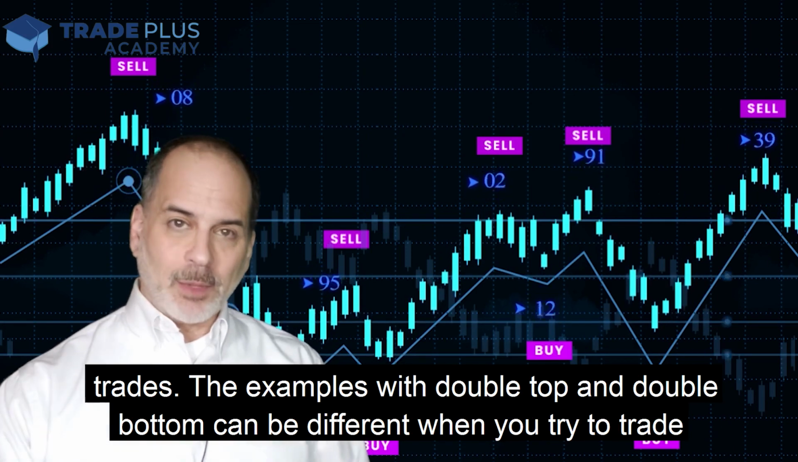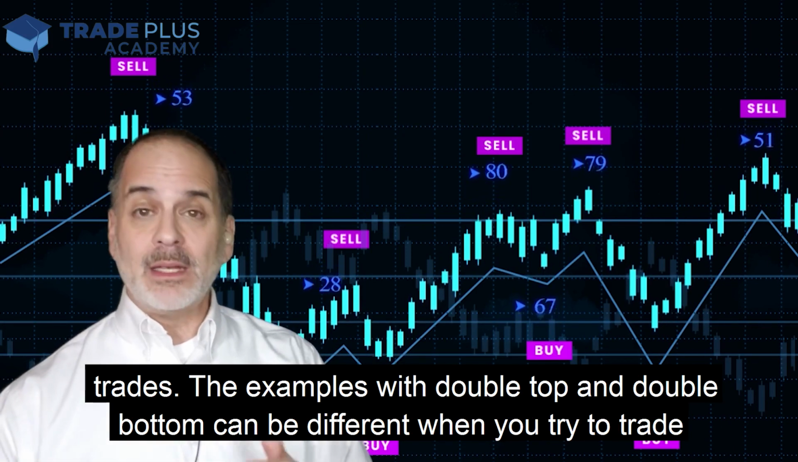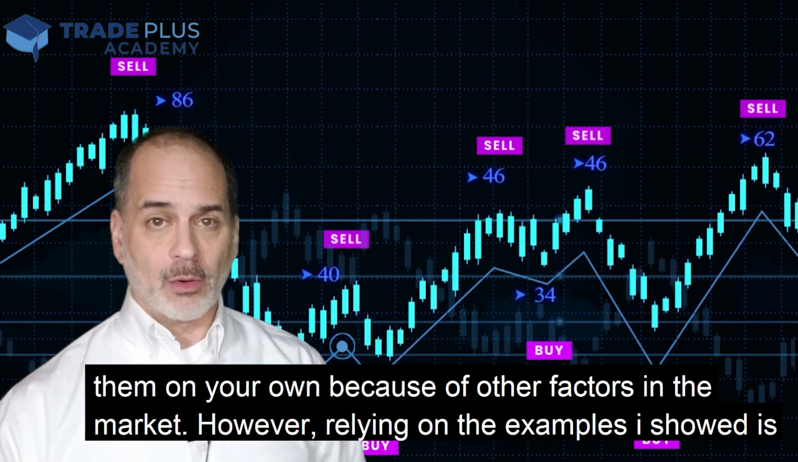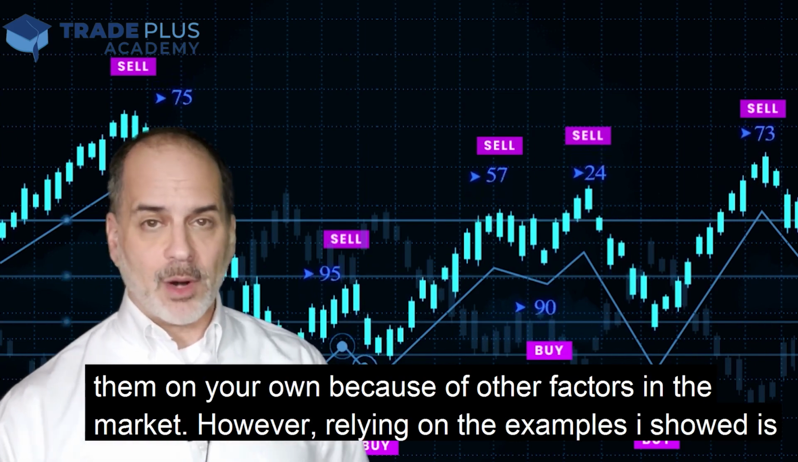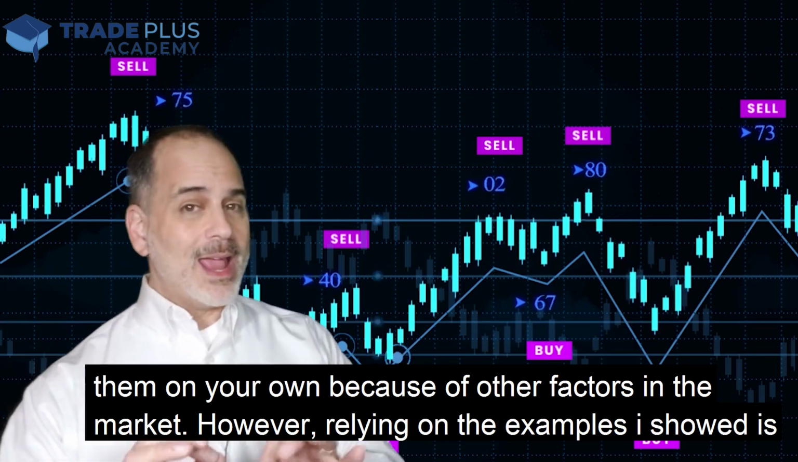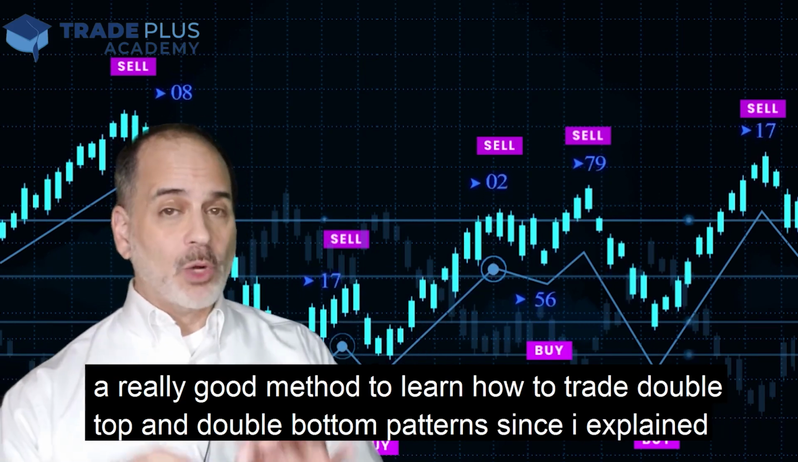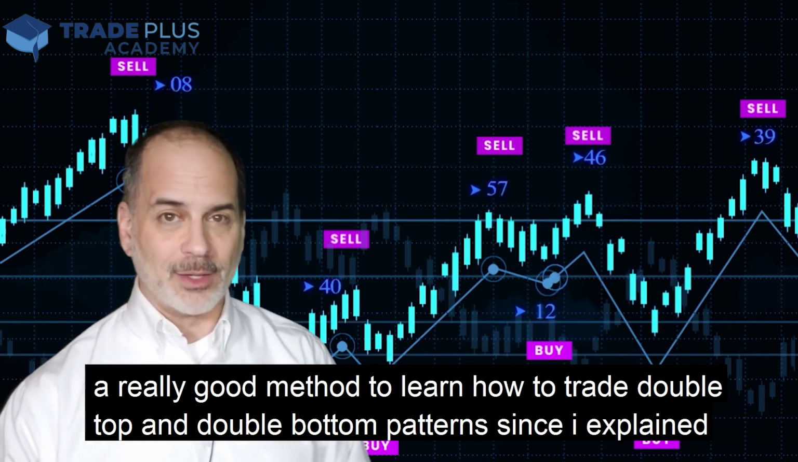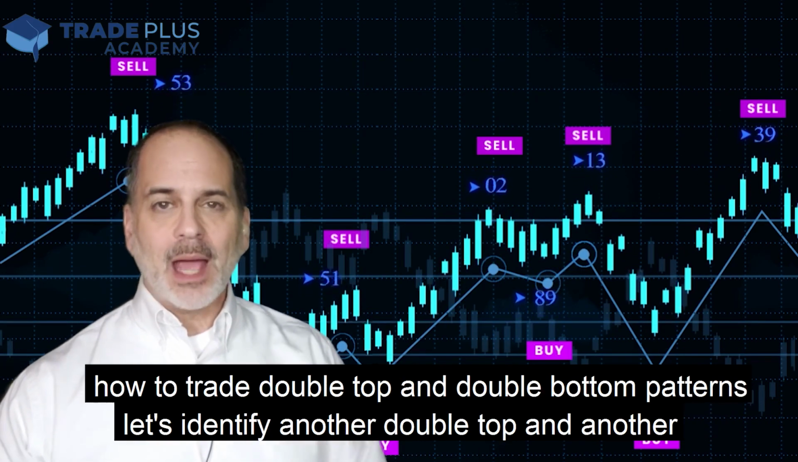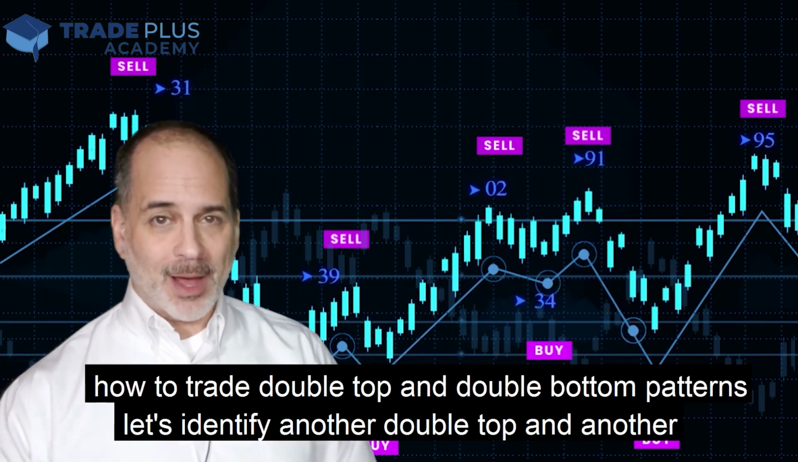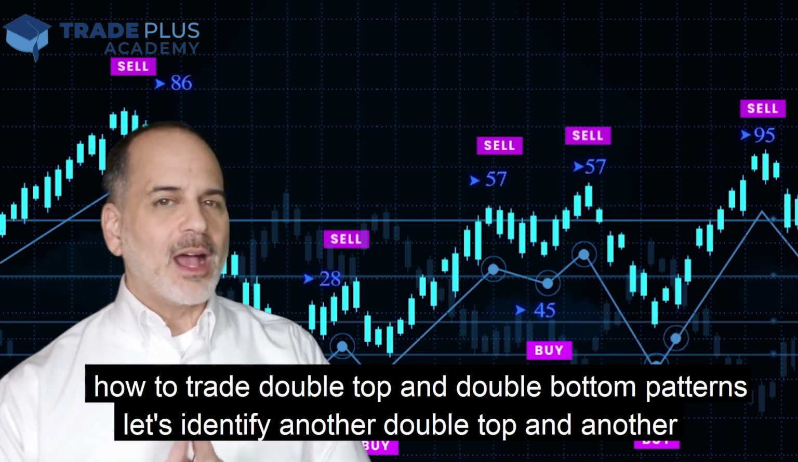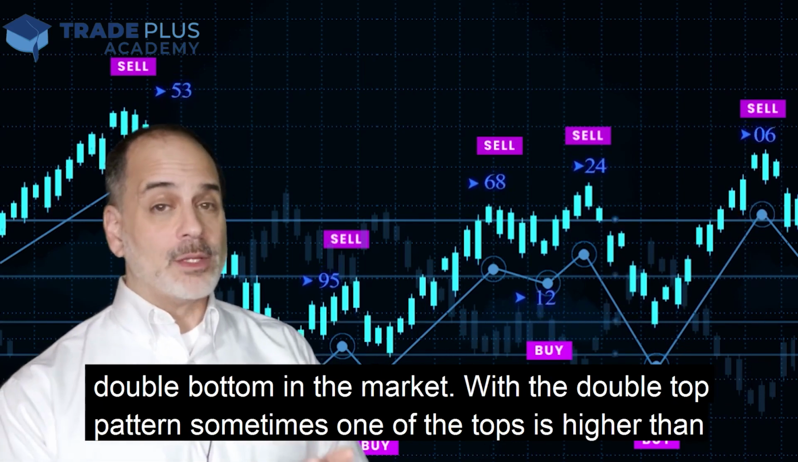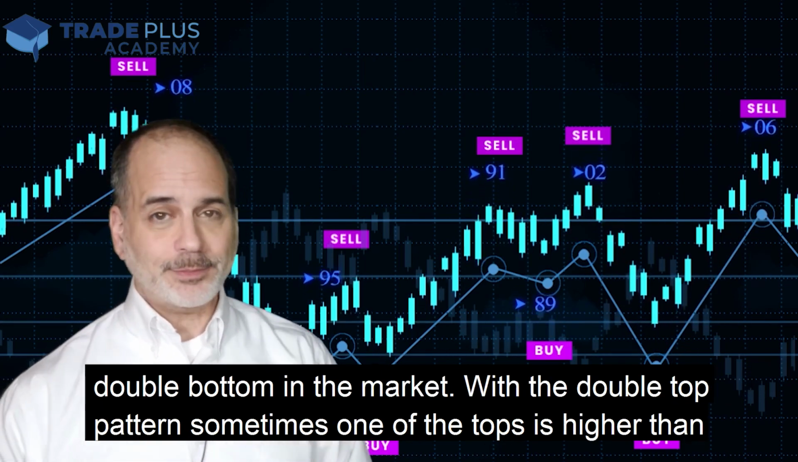The examples with double top and double bottom can be different when you try to trade them on your own because of other factors in the market. However, relying on the examples I showed is a really good method to learn how to trade double top and double bottom patterns. Since I explained how to trade double top and double bottom patterns, let's identify another double top and another double bottom in the market.